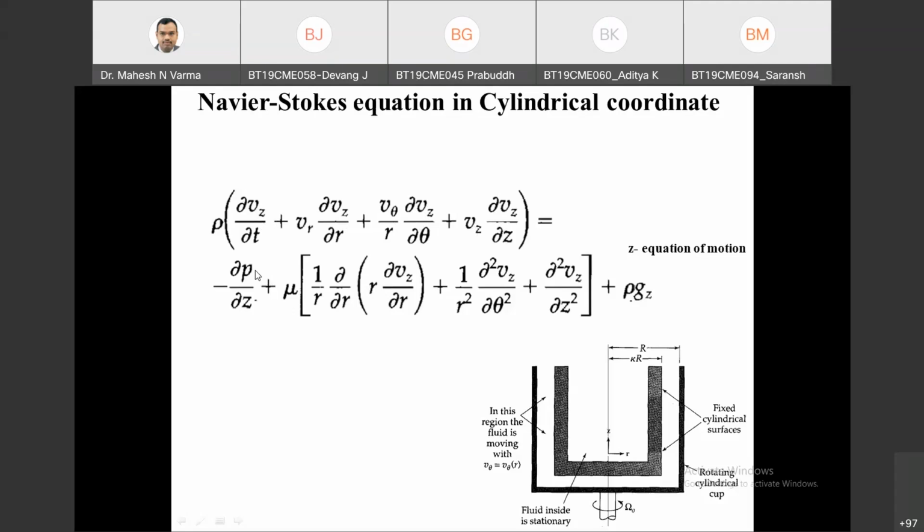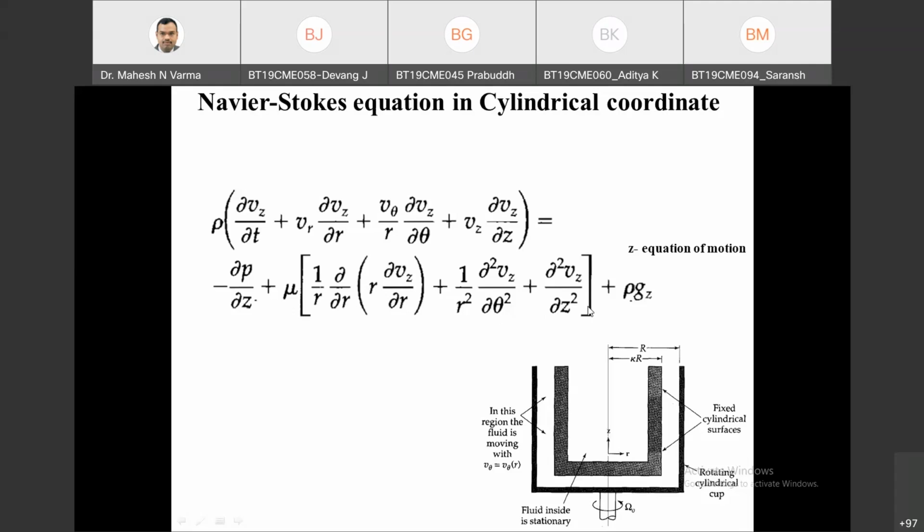Then del P by del Z is non-zero because pressure is a function of R and Z. Pressure is changing in Z direction because of gravity. Yes, okay, sir. Then del Vz by del R is 0 because Vz is 0. Very good. Then del square Vz is 0. Vz is 0, that's why that term is 0. And Vz is 0, that's why the third term is also 0. Very good.